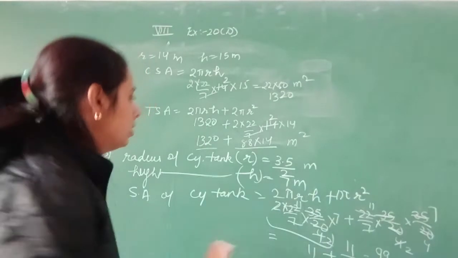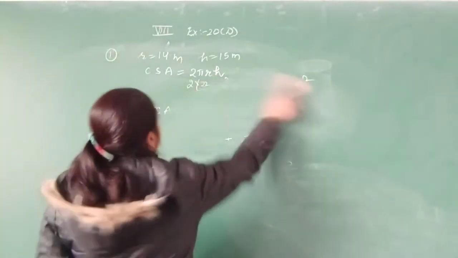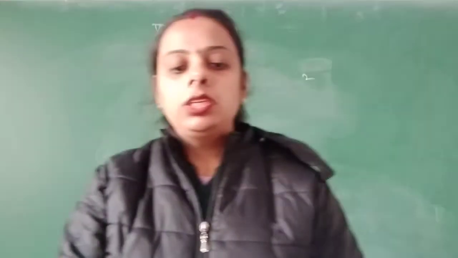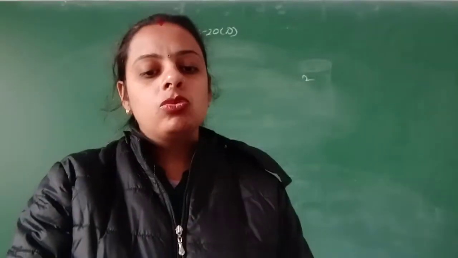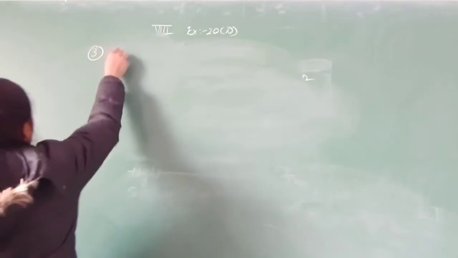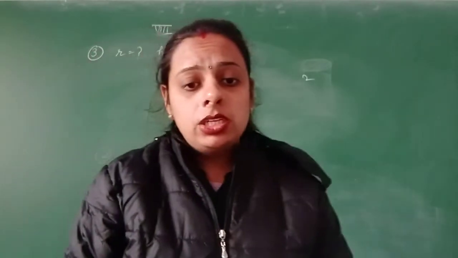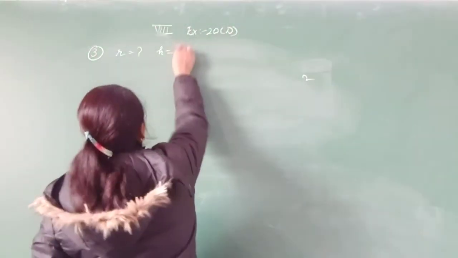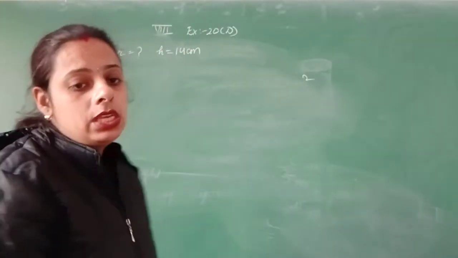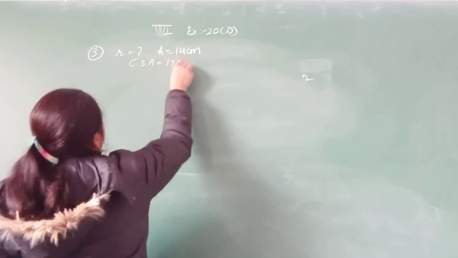Come to the question number 3. What is the question number 3 here? Find the radius of a circular cylinder. It means in the question number 3 you have to find the r, where the h is given. What is the h here? The height of the cylinder is 14 centimeter, and the curved surface area is 176. It means curved surface area is 176 centimeter square.